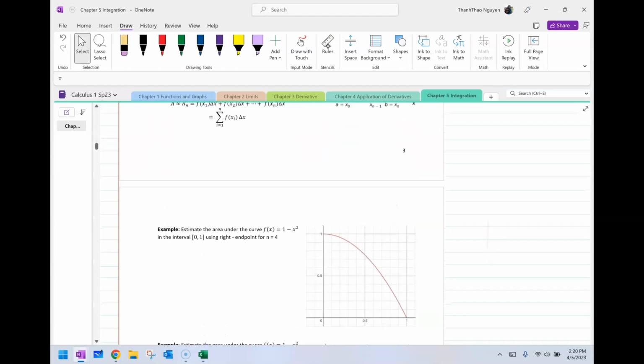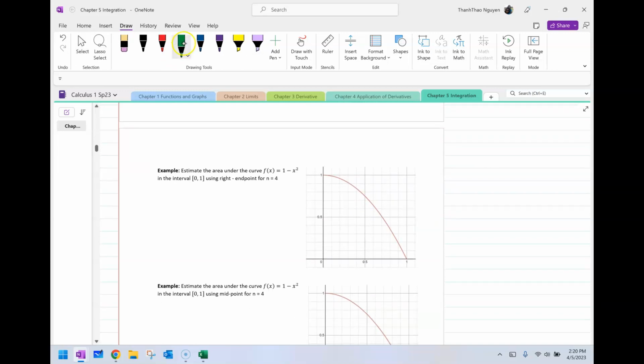Okay, so let's see what happens if we use the right endpoint. For the right endpoint, again, we're looking at the interval from 0 to 1, and we split it into 4 equal parts. The right endpoint is a point on the right hand side. So these are the right hand side. Delta x in this case is equal to 0.25. Delta x can be solved by taking the endpoint minus the starting point divided by the number of rectangles.